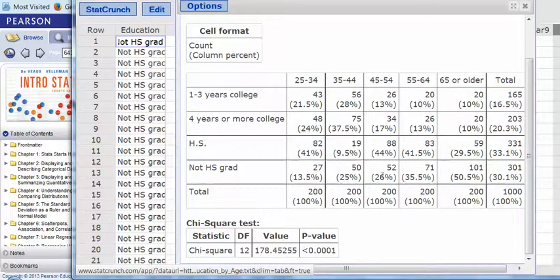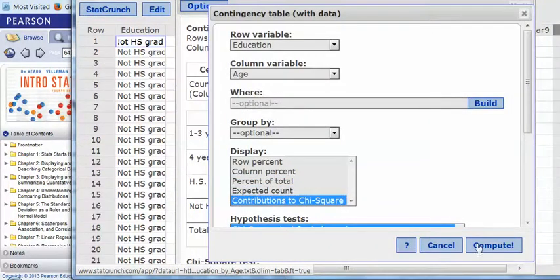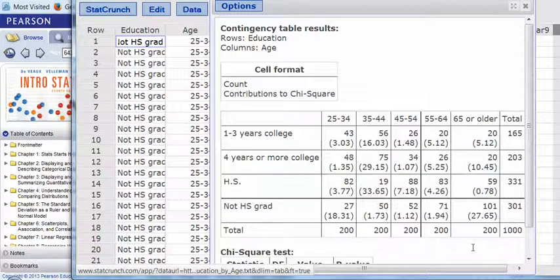And you can kind of picture that right here. The non-high school grad percentage is increasing dramatically as people get older, and the college-level educations are dropping off as people get older. So there definitely does seem to be an effect. Then we can also look at the contribution to the chi-square. That's always interesting to see which of the cells is contributing the most to the chi-square. And not surprisingly, it's this cell right here.